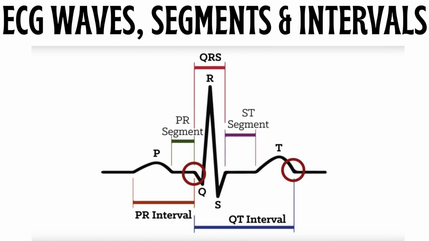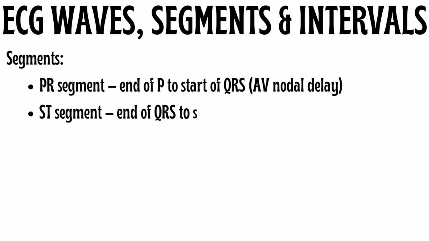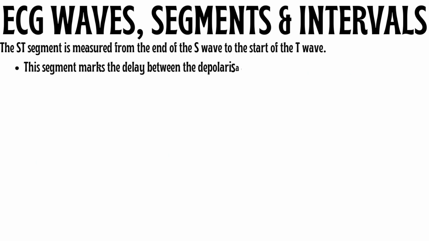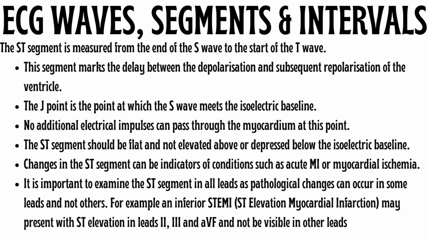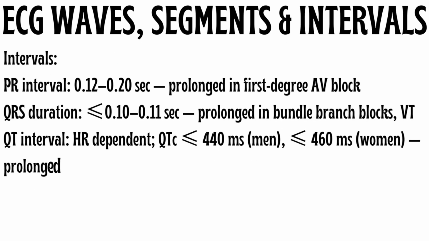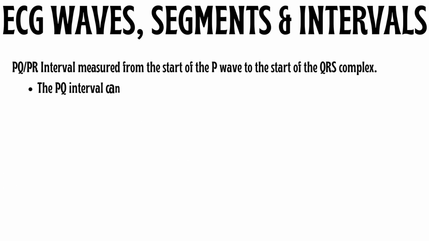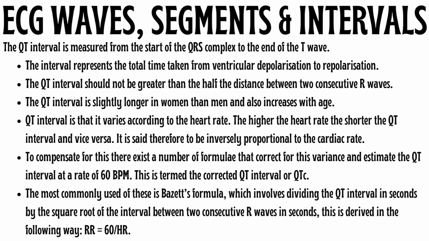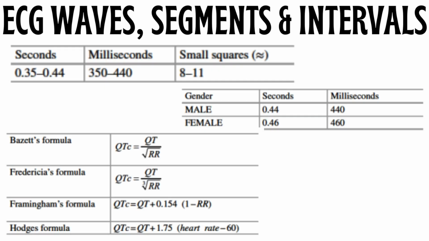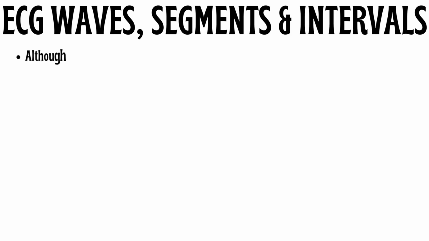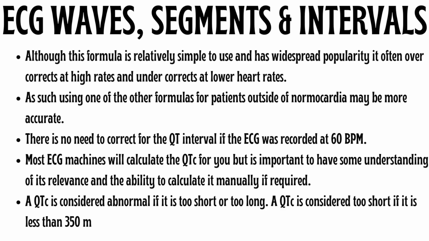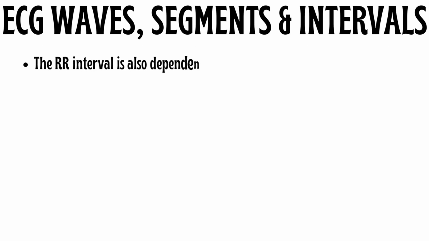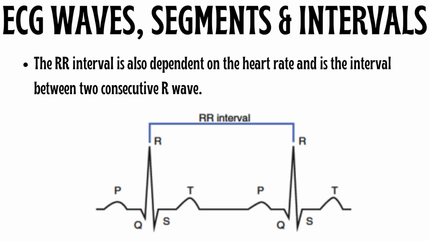Key measurements include the PR segment, from the end of the P wave to the start of the QRS complex, reflecting AV nodal conduction delay. The ST segment, from the end of the QRS to the beginning of the T wave. The PR interval is normally between 0.12 and 0.20 seconds. The QRS duration is less than or equal to 0.10 to 0.11 seconds. The QT interval, corrected for heart rate, is typically less than 440 milliseconds in men and 460 milliseconds in women.